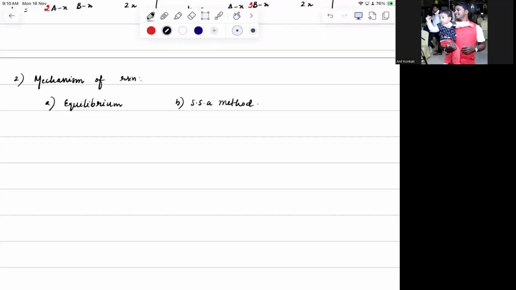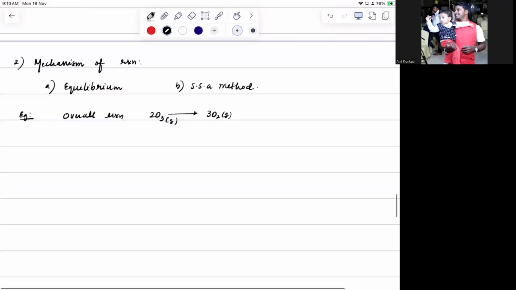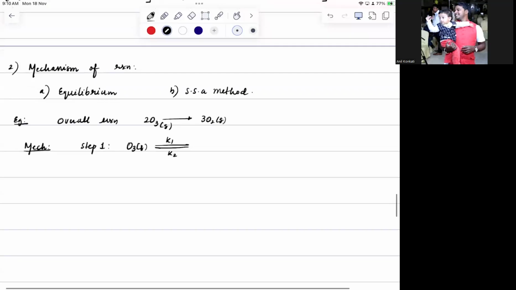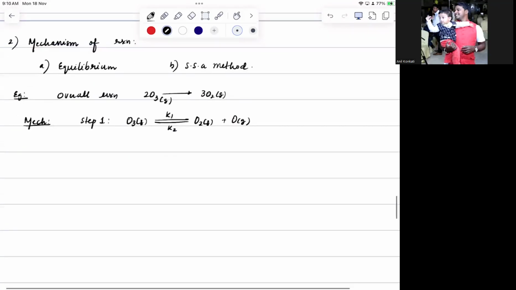Okay. Suppose, let us take one example. The overall reaction is given, 2O3 giving 3O2 gas. This is the overall reaction given. At the same time, how the mechanism is happening has been mentioned to us, in which step 1 is given as O3 gas, which is in equilibrium, with rate constants K1 and K2, with O2 gas plus O gas. This is how it is being given.